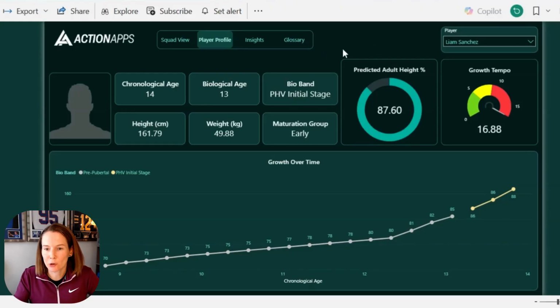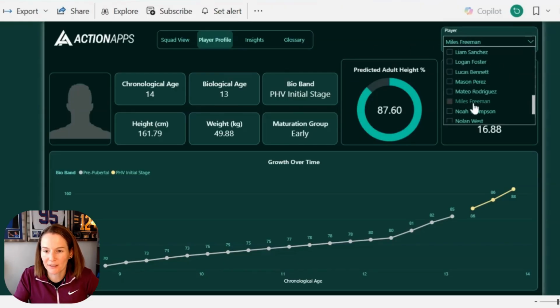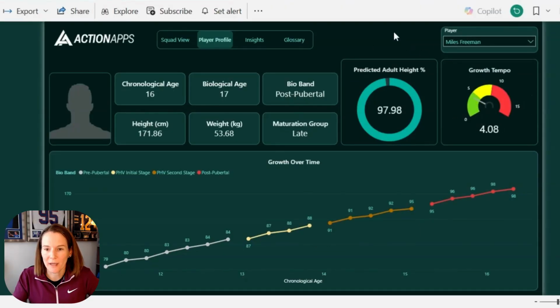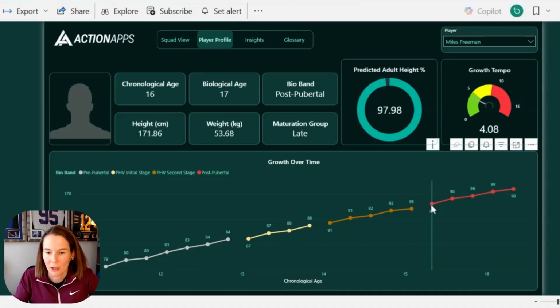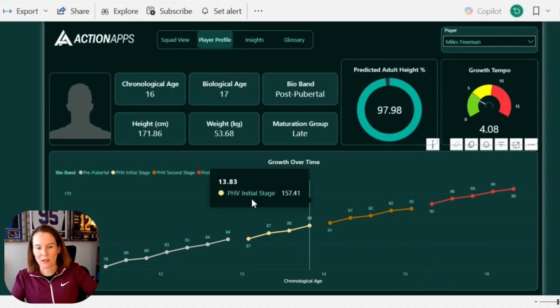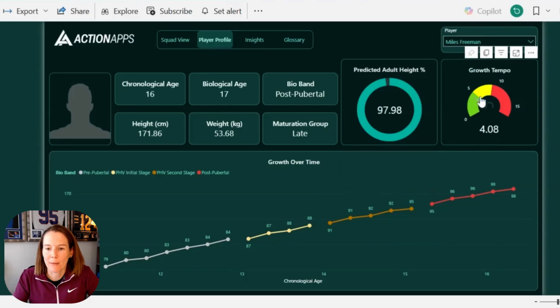Let's contrast that with someone else then. So I'm going to select here Miles Freeman. We can see that he is at about 98% of his predicted adult height. He is post-pubertal, and although he was a late maturer, he's gone through that peak height velocity phase. We can see again this red axis here that he's gone past the peak height velocity stages. His growth tempo is relatively low as he's very much nearing his complete adult height and full adult maturation.